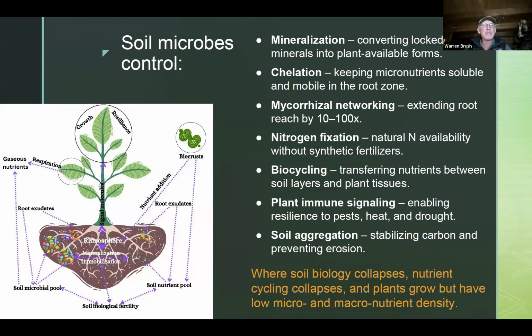So, soil microbes control a lot of processes for life, just life in general, because if we're eating plants, our animals are eating plants, then that translates to us as well. So things that soil microbes control is mineralization. So they are amazing at unlocking the minerals and converting them into plant soluble forms, into usable forms. This process of chelation, so keeping micronutrients soluble and mobile in the root zone.